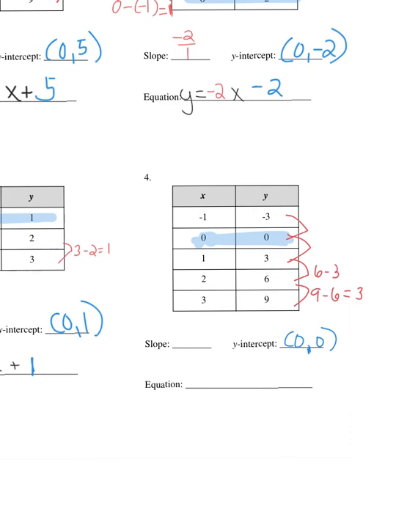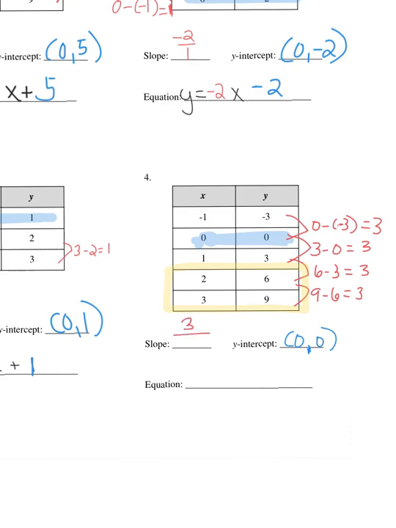6 minus 3 is equal to 3. 3 minus 0 is equal to 3. And 0 minus negative 3 is equal to 3. Doesn't matter which point you use. I just usually use the last 2 because I think it's easier. So either way, we can clearly see that the change in y is 3.